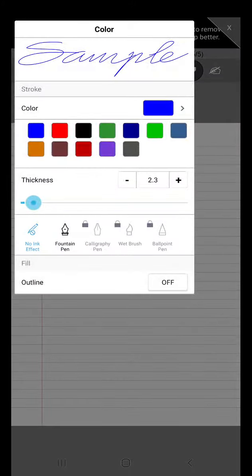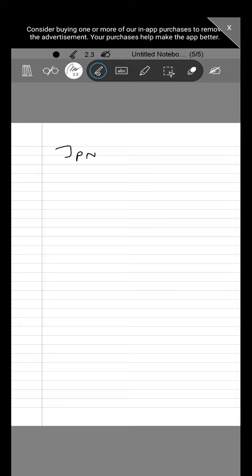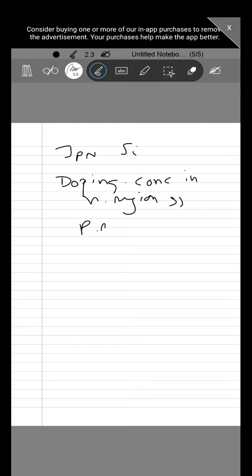Next is, if in a p-n junction made out of silicon, the doping concentration in the N region is much higher than the doping concentration in the P region. That means we can call it a p-n plus junction, with the higher doping concentration here. Then the depletion region lies almost inside the P region.